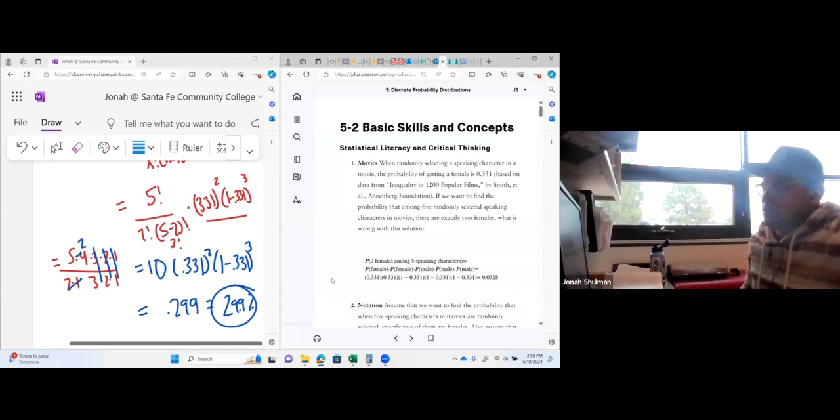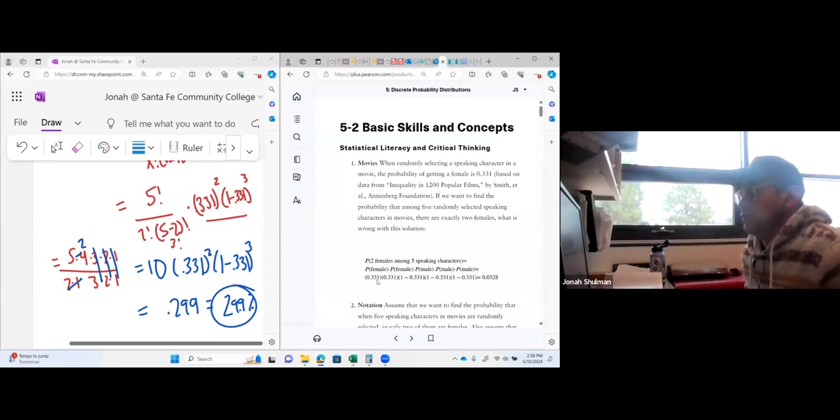So without the combination, they're not including that. This is just one example where just the first 2 are female, the last 3 are males. They're not accounting for all these combinations. What do I mean? The female could be here, the female could be here, could be male, male, female, female. It's just not accounting for all these combinations. So that's the problem with it.